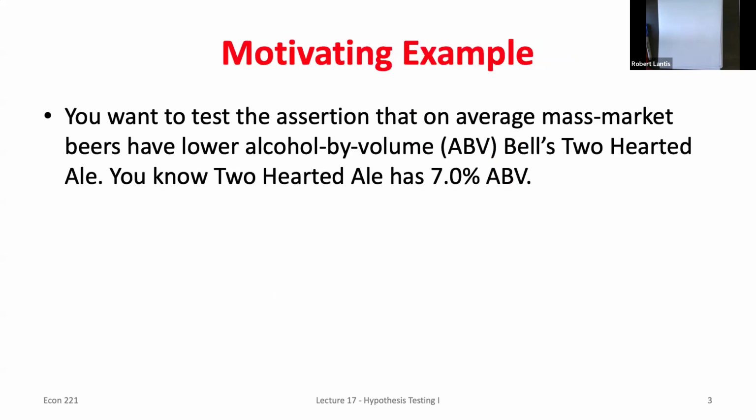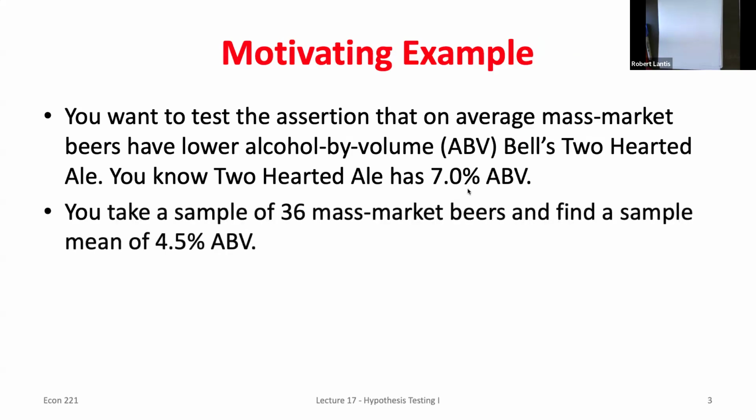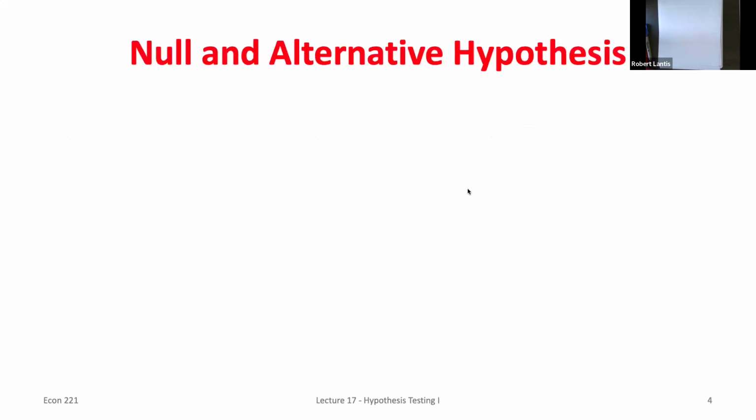So let's say, I don't know, someone tells you that this beer, Bell's Two Hearted, has ABV of 7%, that the average mass market beer's ABV is lower. Right? So that's what you're wanting to test. Well, if I want to know, is that true population mean for these mass market beers, that ABV, is it less than 7%? What I'll do, or sorry, I take a sample of 36 and I find 4.5.